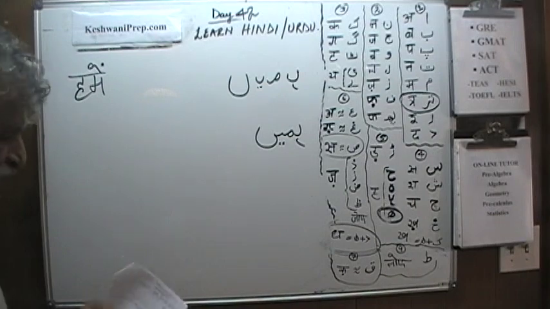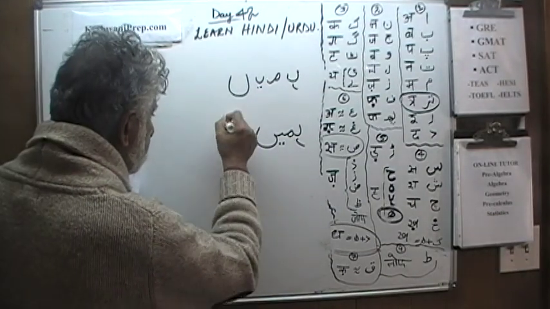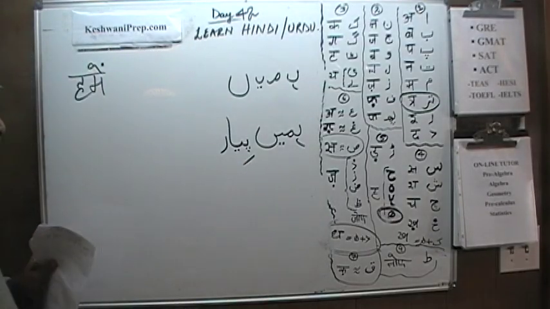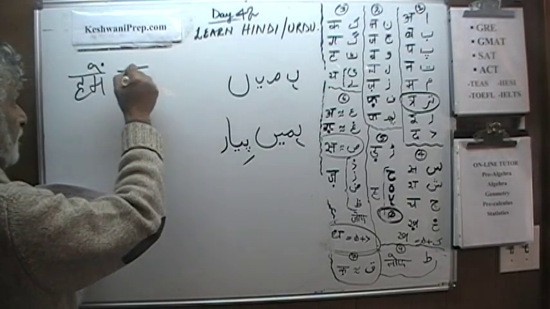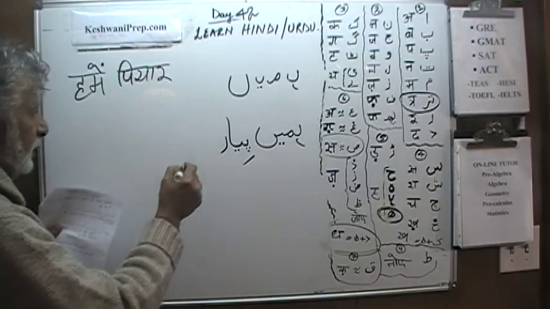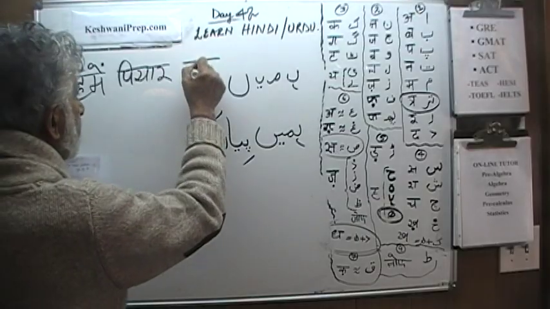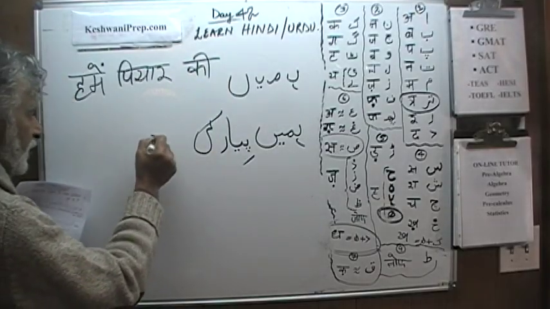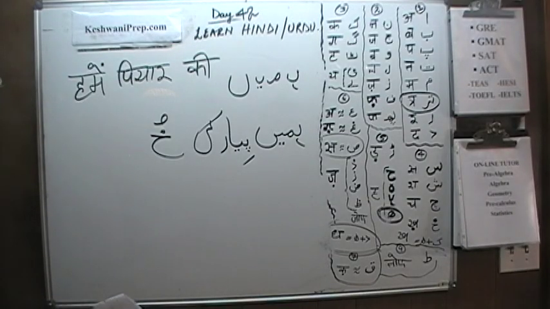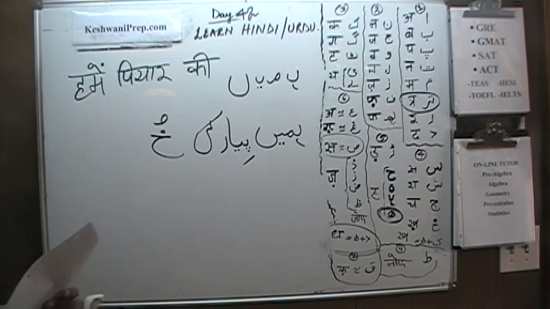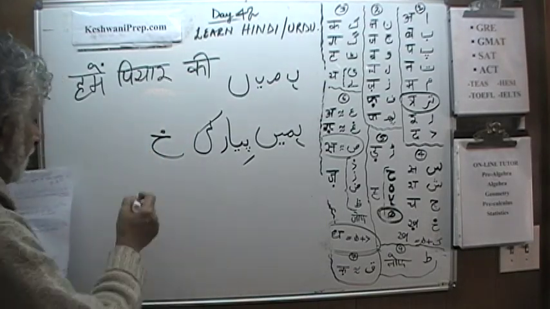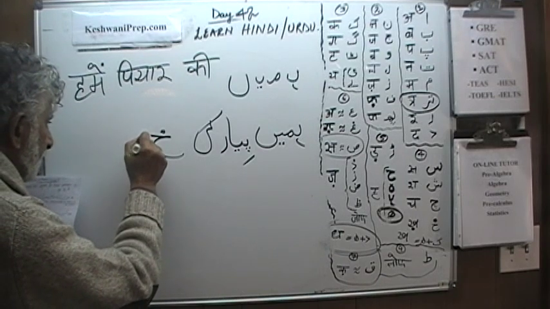हमें प्यार की खुशी, प्यार, प्यार with P, we need a छोटी की मात्रा, P, यार, प्यार, की, and then खुशी, ख with U की मात्रा, oh not छोटी U की मात्रा, we need a बड़ी U की मात्रा, खुशी is going to take बड़ी U की मात्रा. So we need kha and then a wow and ulta pesh. That's how we make khu.